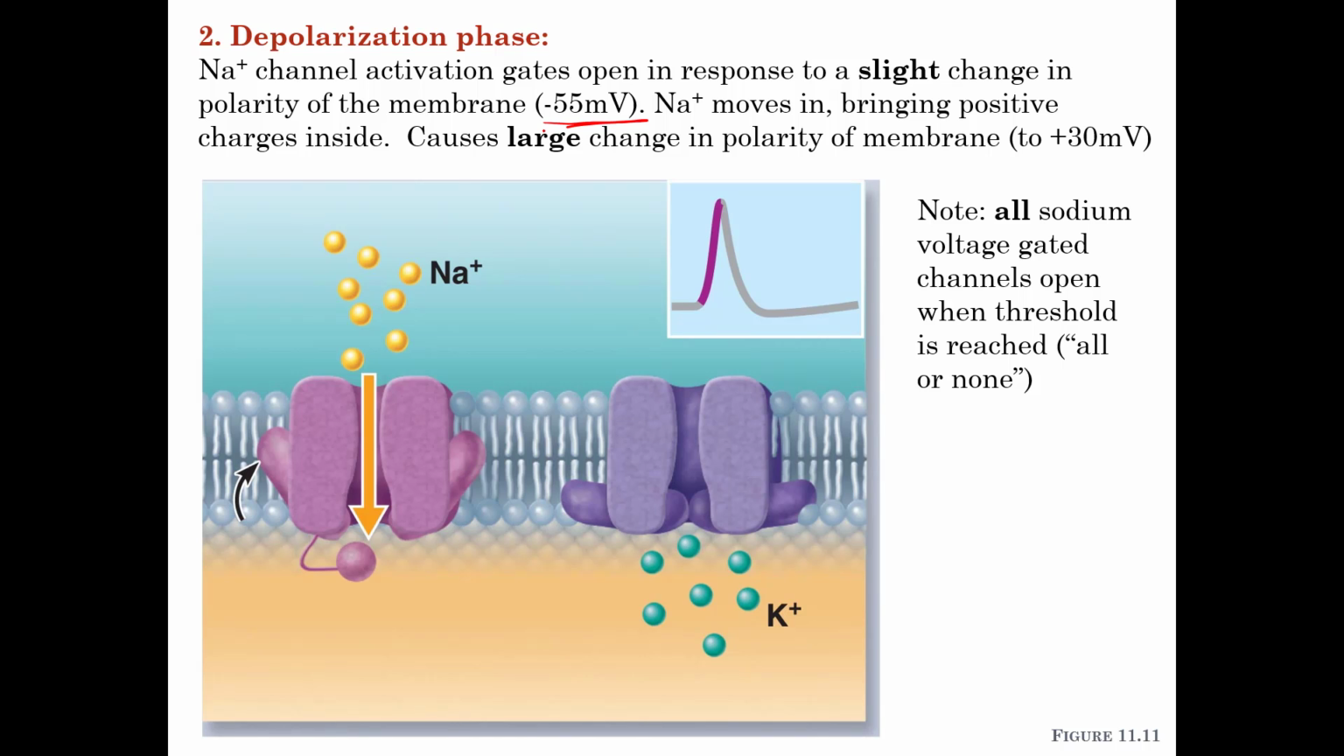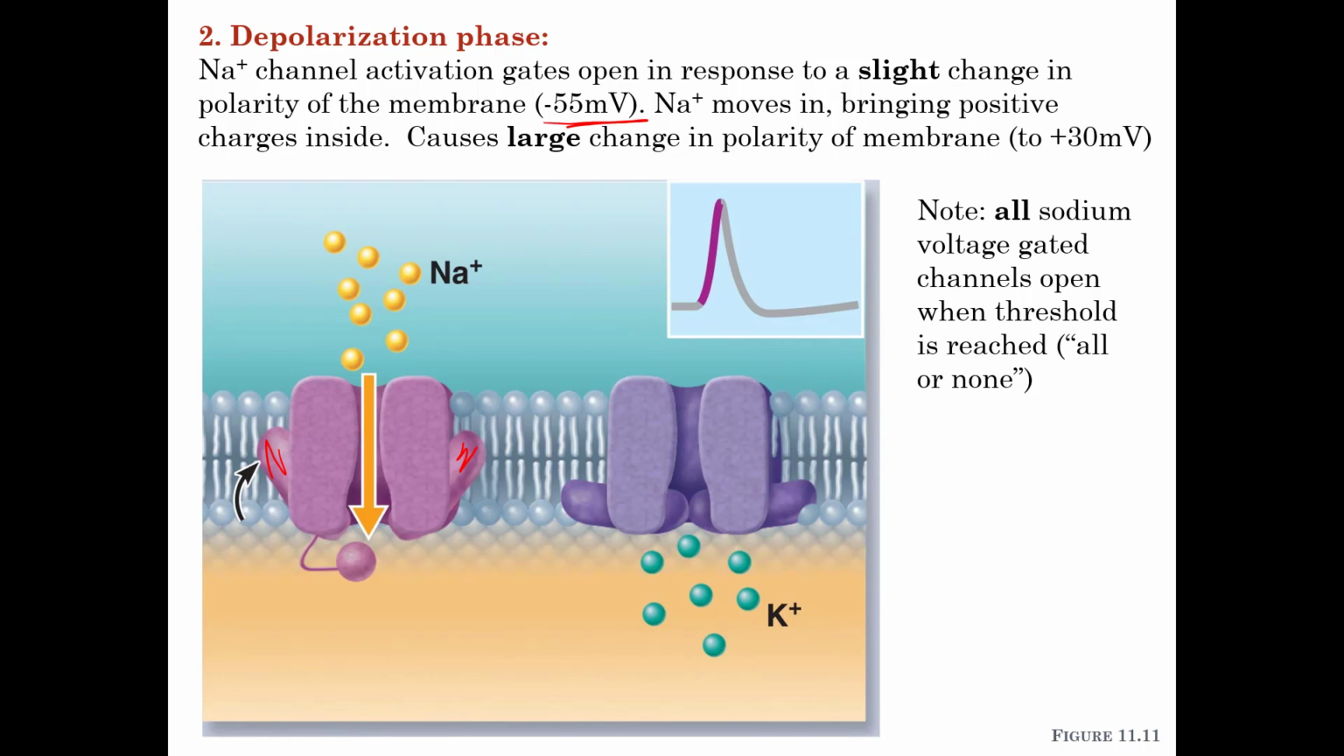This causes the sodium channel to open. Okay, the sodium channel actually has two types of gates. It's got an activation gate and a deactivation gate. So the activation gate opens. That's these little side flappy things here. Those are the activation gate. They open when there's a slight change in the polarity of the membrane to minus 55 millivolts.